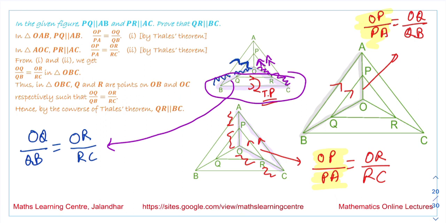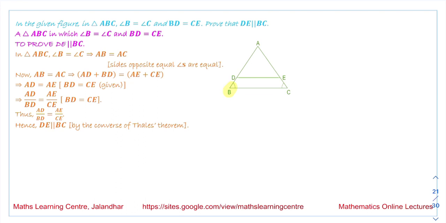Next, in the given figure, in triangle ABC, angle B and angle C are given to be equal. So if these two angles are equal, it means we have AB equal to AC, and the lengths BD and CE are given to be equal. Now suppose these whole lengths are x and this value is y, then this value is also y. We have to prove that DE is parallel to BC.